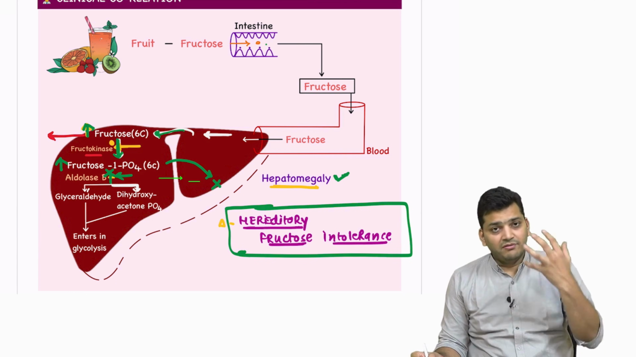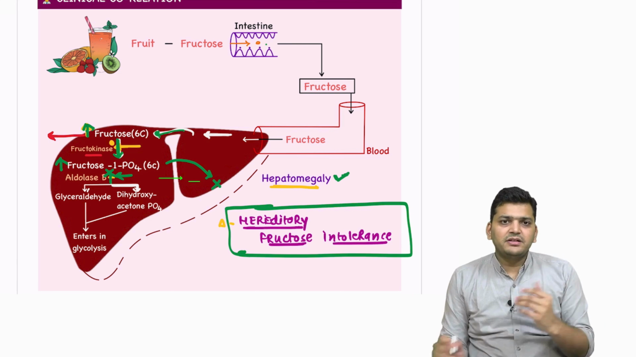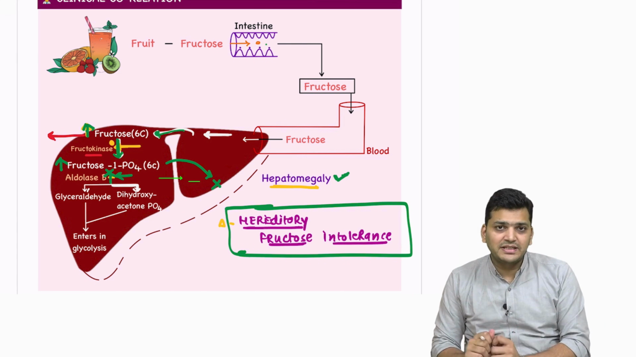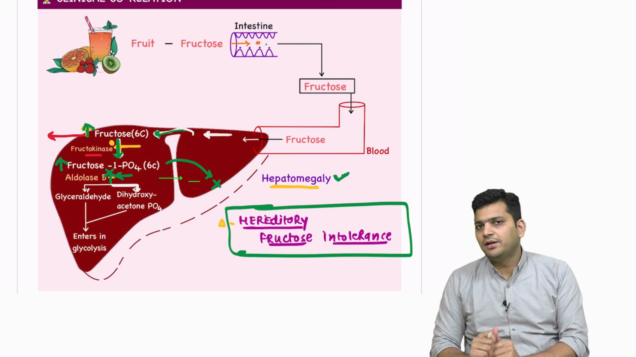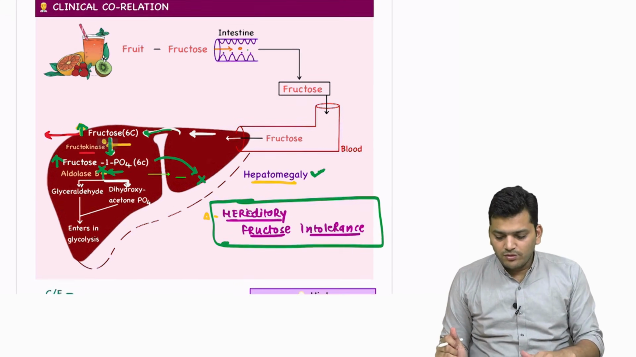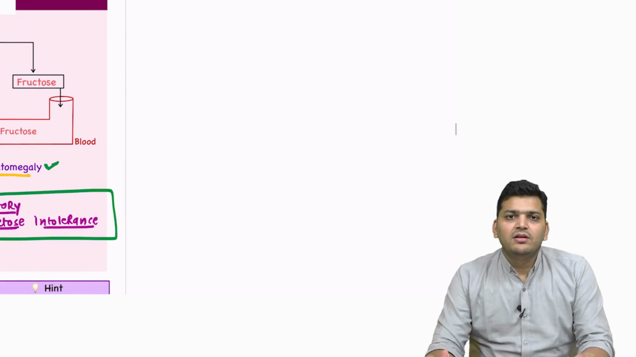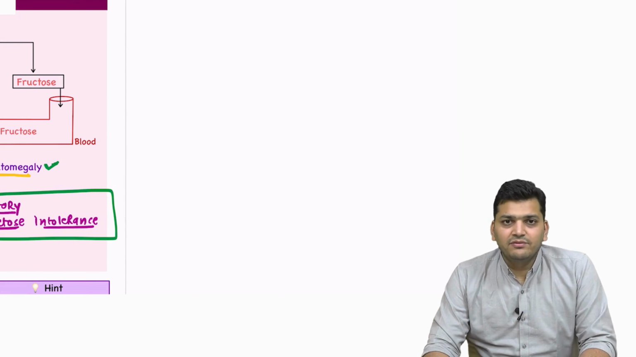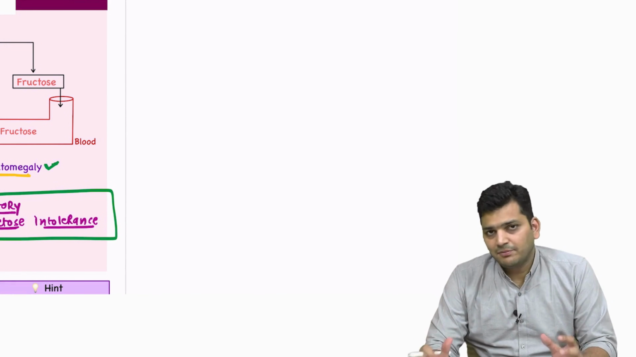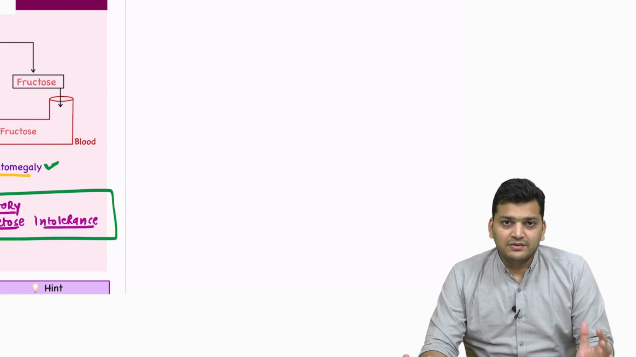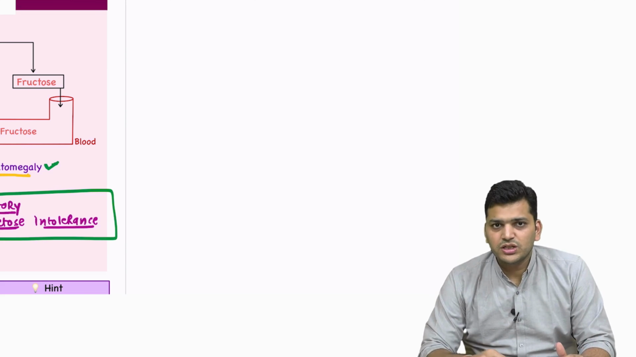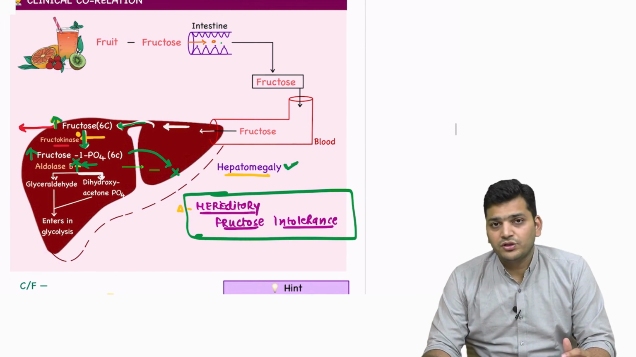Fructose intolerance. When they are consuming the fructose, the patient is unable to digest the fructose because he is not having the enzyme aldolase B. So there are two important diseases that we have discussed. One was the galactosemia and second we have discussed is the fructose intolerance. If the breast milk is not consumed properly, that is called as galactosemia. If the fructose is not tolerated, that is called as the fructose intolerance.